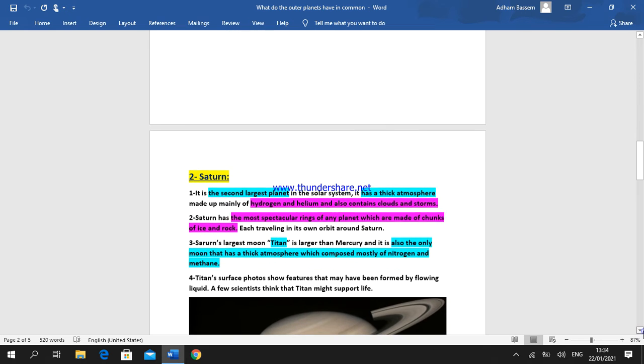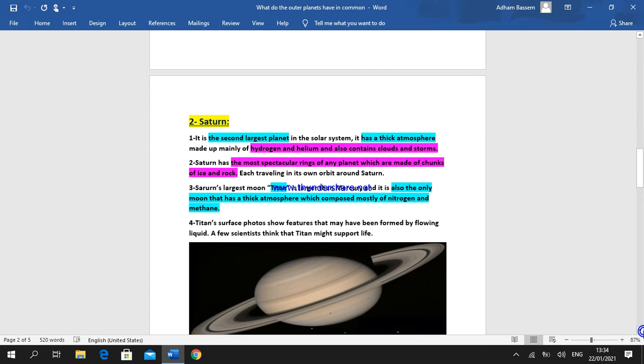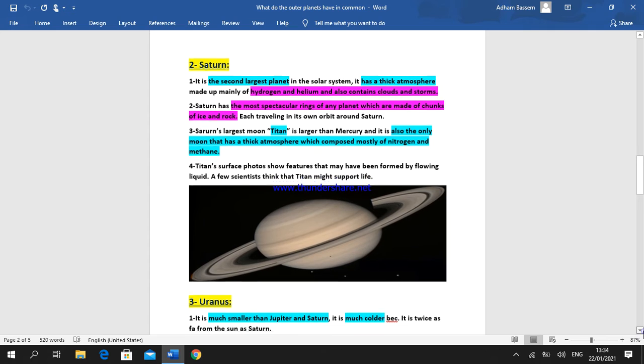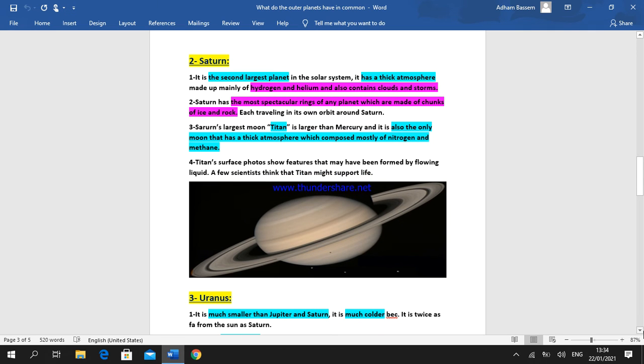Number 2, the second one in outer planets is Saturn. Saturn, the second largest planet after Jupiter, has a thick atmosphere composed mainly of hydrogen and helium, and contains clouds and storms.